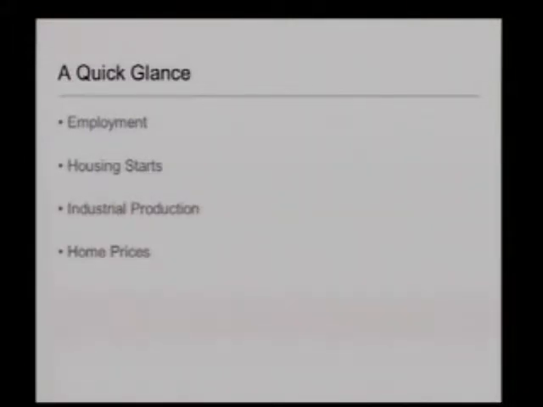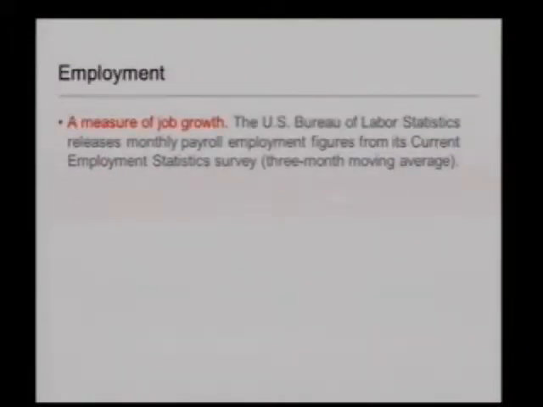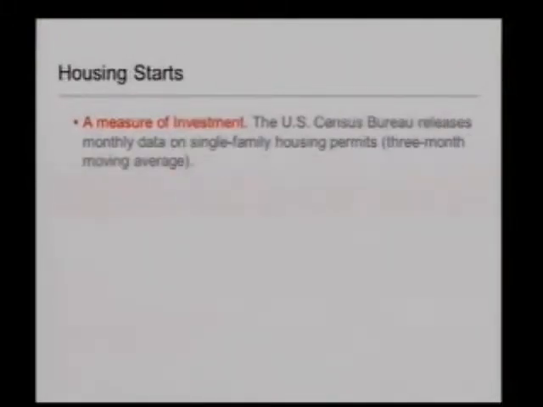So looking at a quick glance, the 4 areas that many macroeconomists will look at are employment, housing starts, industrial production, and home prices. Employment is a measure of job growth. The U.S. Bureau of Labor Statistics releases monthly payroll employment figures from its current employment statistics survey, and most economists will use a 3-month moving average on those.